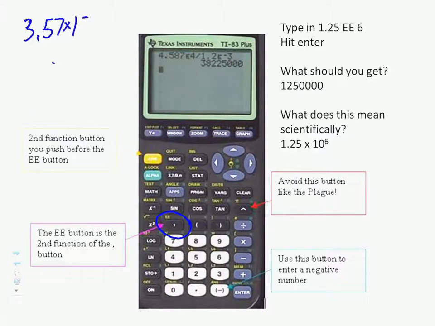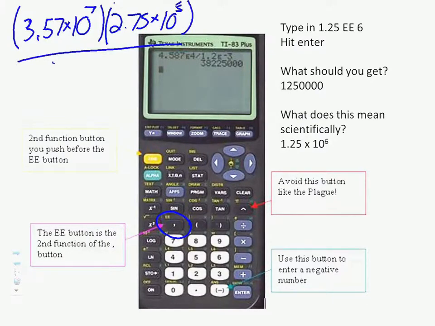Meaning, if you do 3.57 times 10 to the 7th, times 2.75 times 10 to the 3rd, over 3.1 times 10 to the 2nd, and you don't put parentheses around that bottom number, then your calculator might multiply the top two numbers together, divide them by 3.1, and then multiply that answer by 10 to the 2nd. Whereas you want 10 to the 2nd to be on the bottom. You want that top number to be divided by 10 to the 2nd.